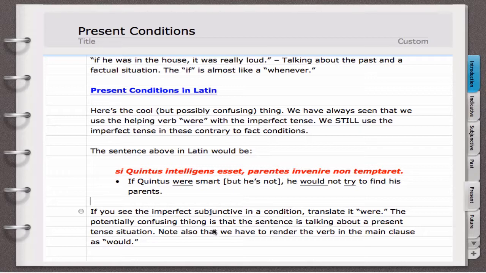So if you see the imperfect subjunctive in a condition, translate it were. The potentially confusing thing we'll say here is that the sentence is talking about a present tense situation. Also note that the verb in the main clause, which here is second, we translate as would. Let's go on to the next thing, future conditions.